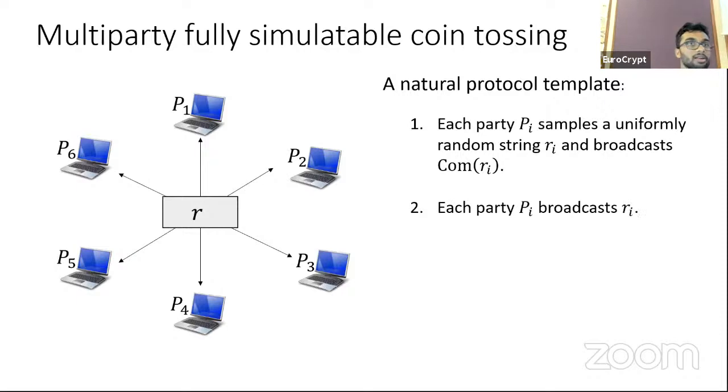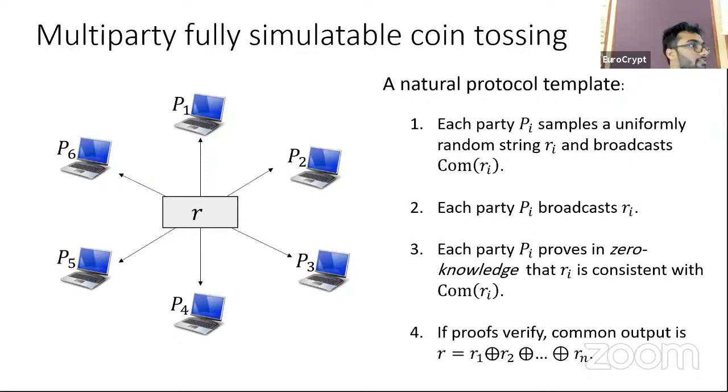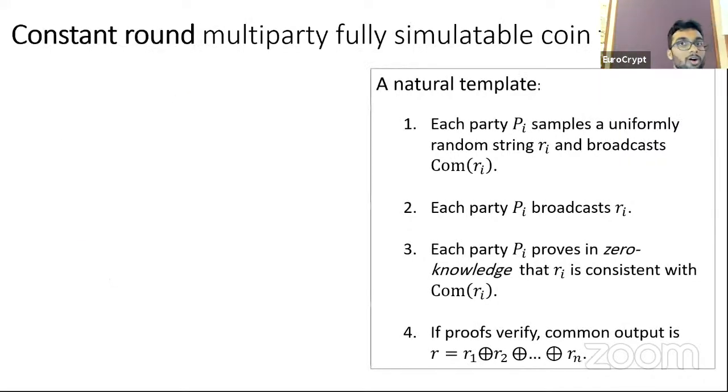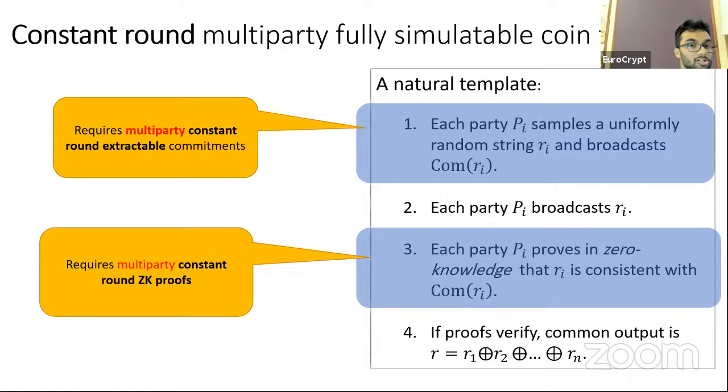Then each party broadcasts the opening values to these commitments and proves in zero knowledge that this opening value is consistent with their commitment. And if all the proofs verify, each party outputs the XOR of all the opened values. Now in the constant round setting, we need this first round to be a multi-party constant round extractable commitment. And the zero knowledge proofs should also be multi-party constant round zero knowledge proofs.